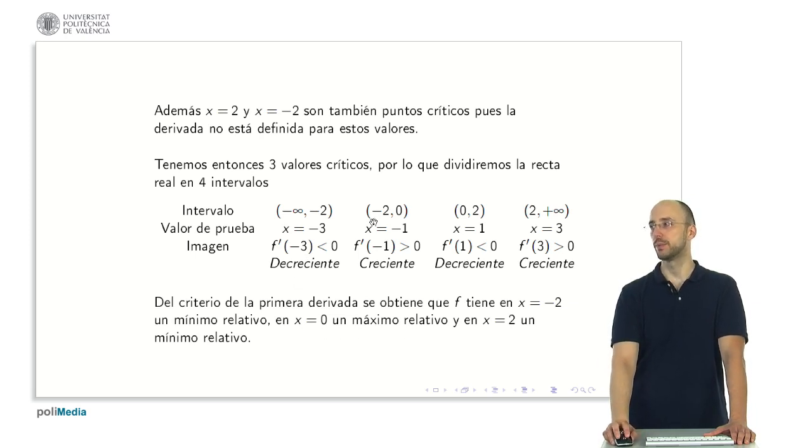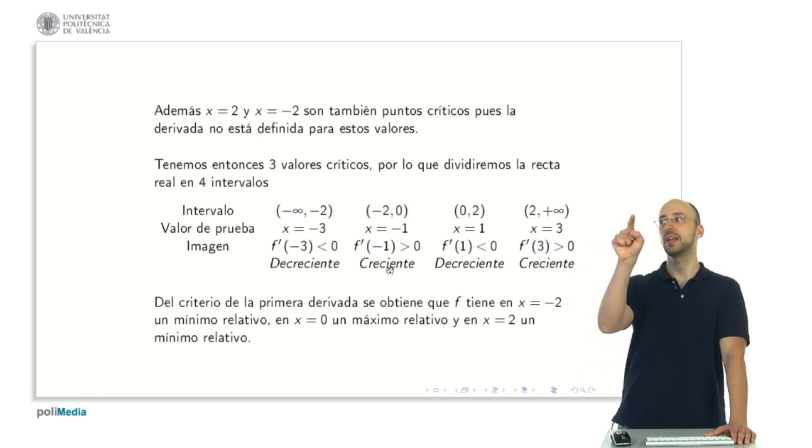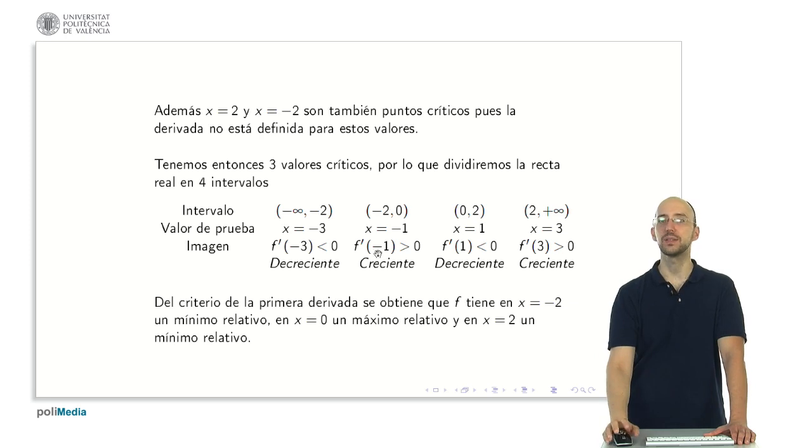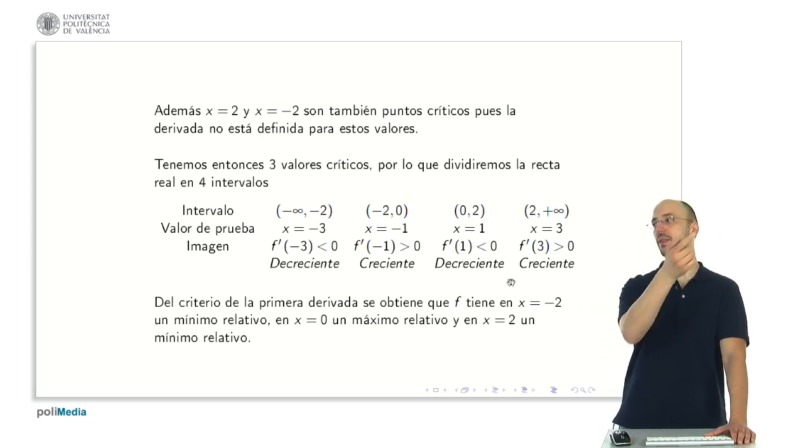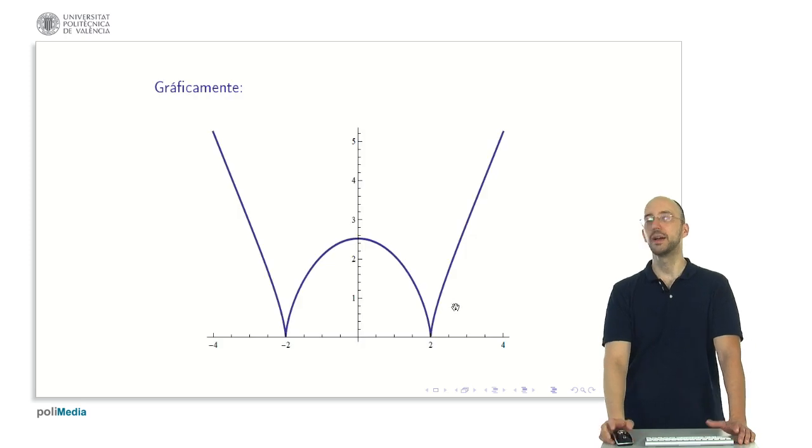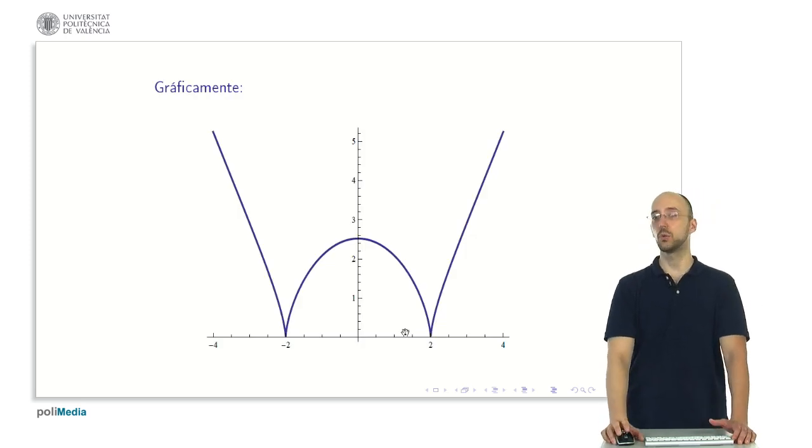At x equals 0, it displays a maximum. Let's examine it further. Prior to 0, the function is on an upward trajectory, but upon reaching 0, it begins to decline. Clearly, it's a relative maximum. Finally, at x equals 2, it initially decreases and then starts increasing again. It is a relative minimum.